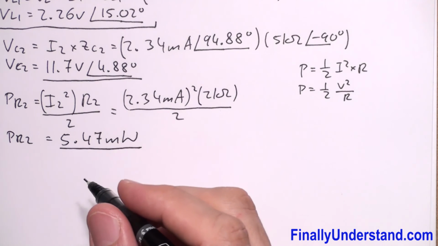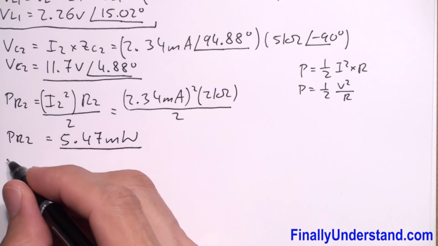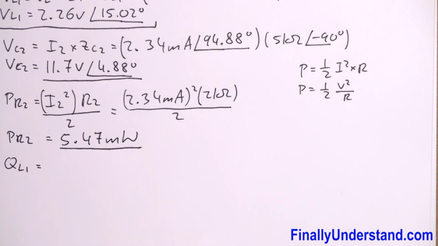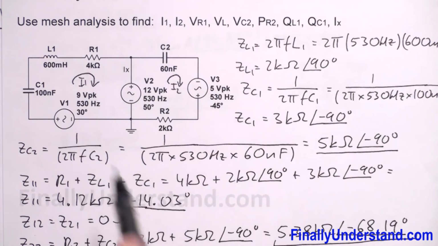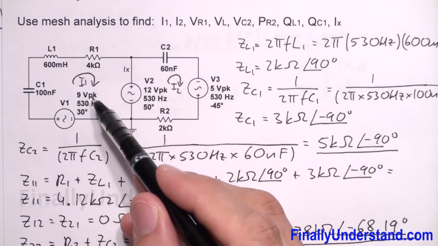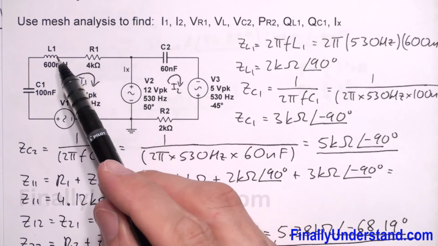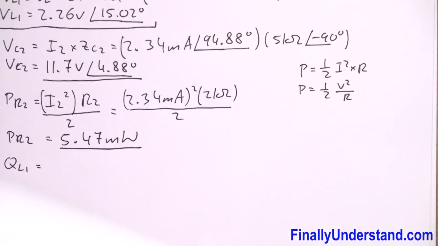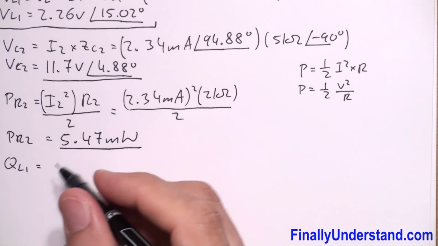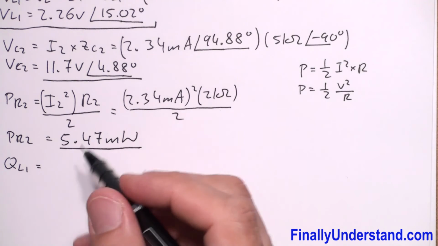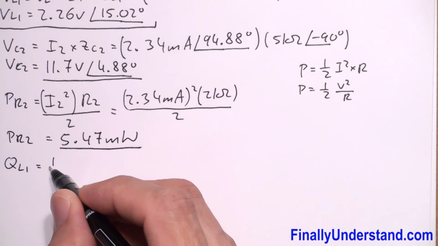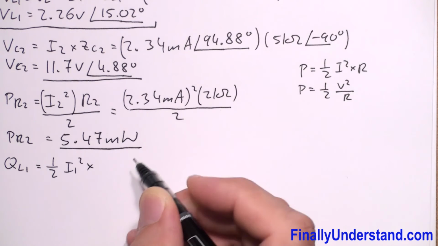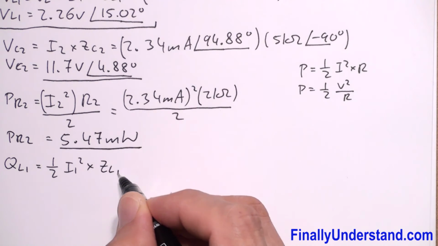Next, we're supposed to find QL1. QL1 is the reactive power at the inductor. So this is my L1. I have to find QL1, and current I1 flows through the inductor. That's why I'm going to use the current I1 to find the power. So I'm dealing with the peak values. That's why I'm going to write this is 1/2 I1 squared times ZL1.